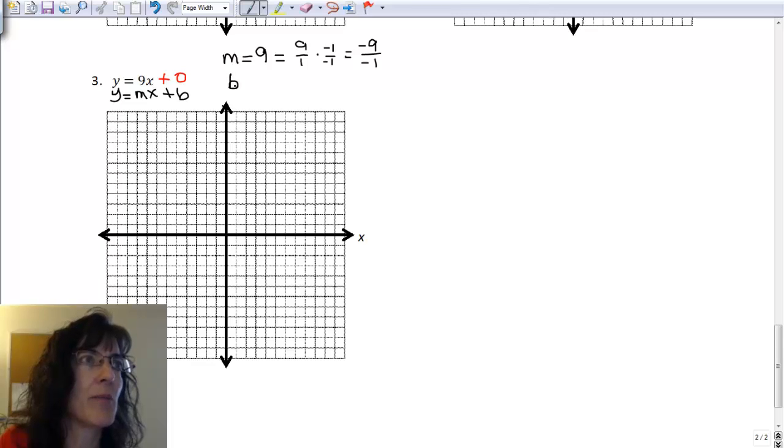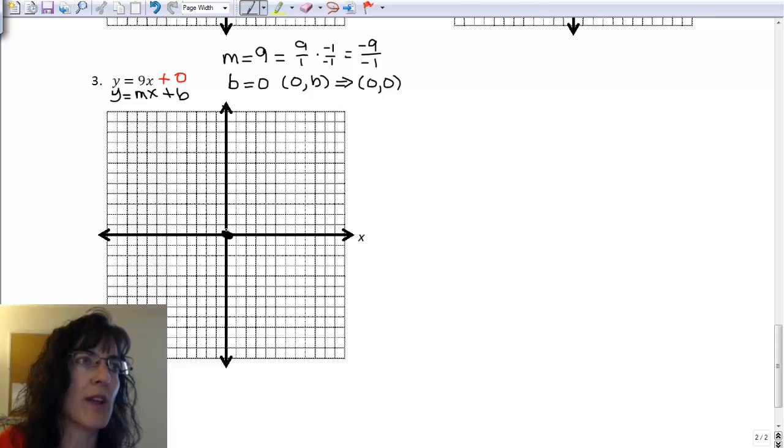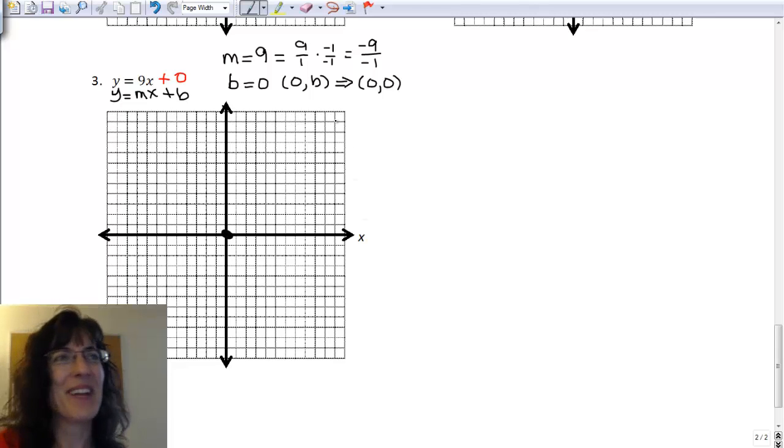Now my b is 0, and the form is 0 comma b for the y-intercept, which means my y-intercept is 0 comma 0. So I can plot that very quickly. It's right there at the origin. That's part A. Now part B is to use that slope that I pulled off and find two other points.